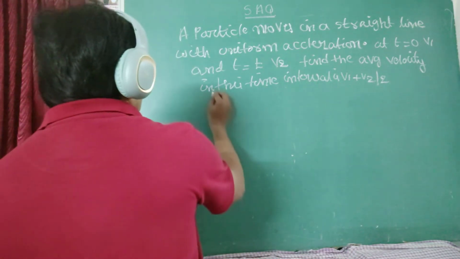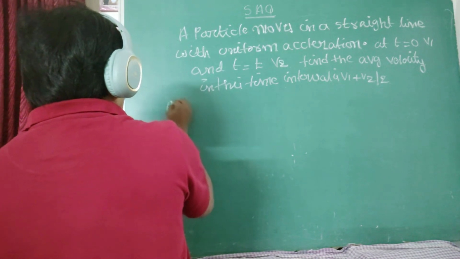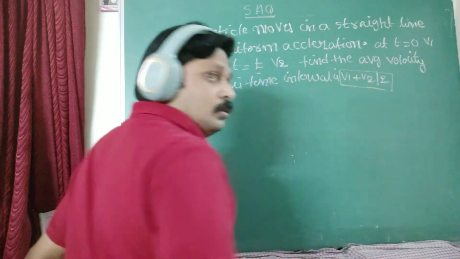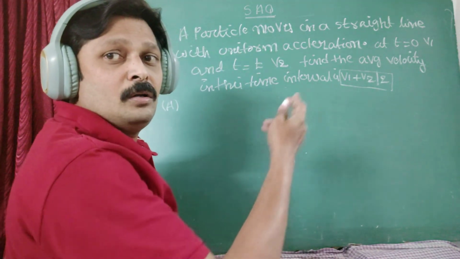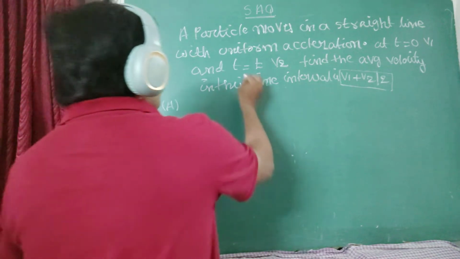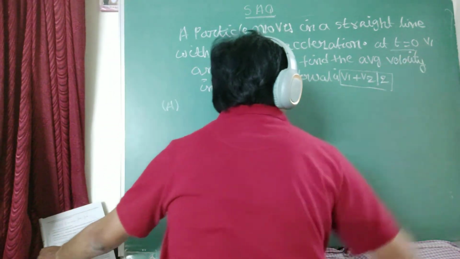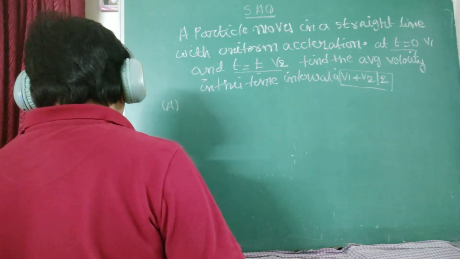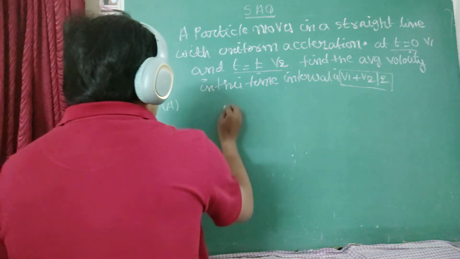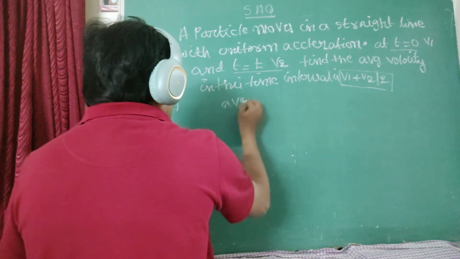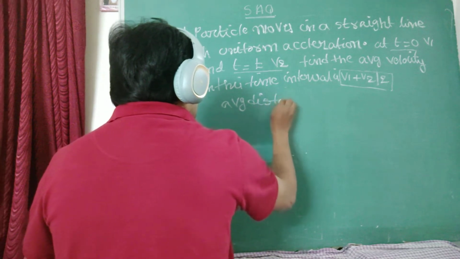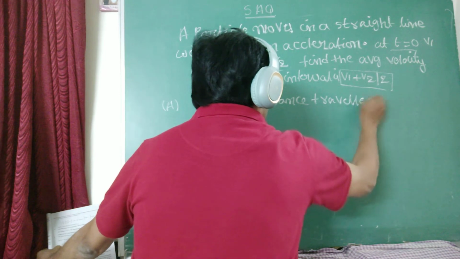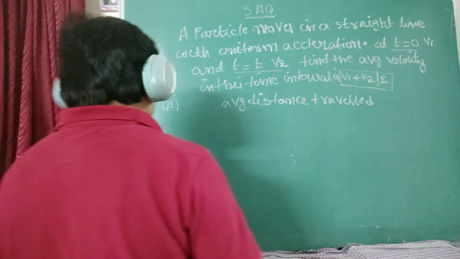This is the question. You want to find the answer because you want to show this result for the given conditions. What are those given conditions? At t equals 0, velocity is v1. At t equals t, velocity is v2. For this, what value should we calculate now? Average velocity you want to calculate. How to do this? First, the average distance traveled by a body.